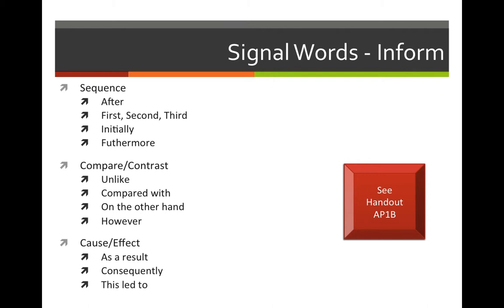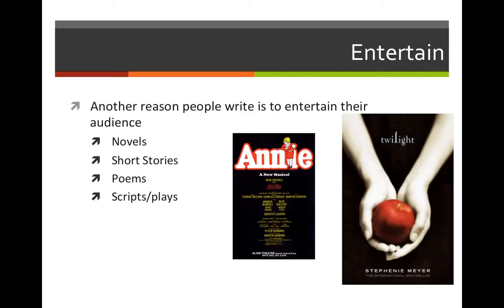But sequence: after, first, second, third, initially, furthermore. They're giving a sequence of how things happen. Comparing and contrasting two things, talking about alike and unalike, compared with, or on the other hand. However is a very, very big clue in there. Cause and effect: as a result, consequently, this led to. And of course, see handout AP1B, which will go more in depth on signal words for informational text.